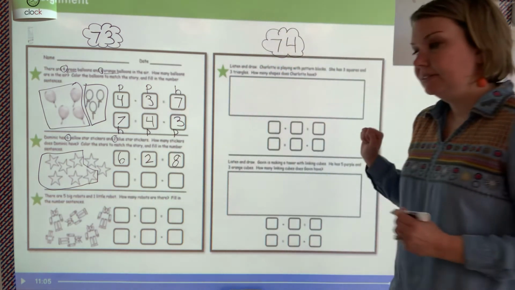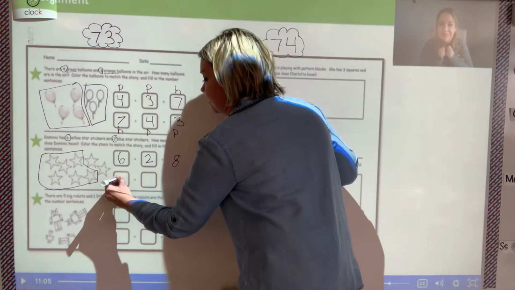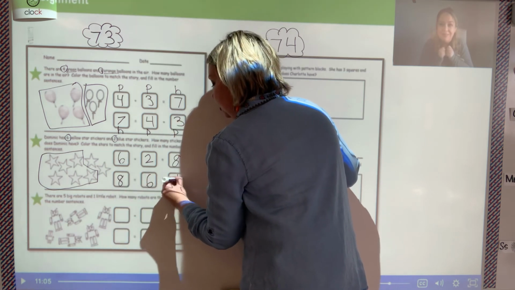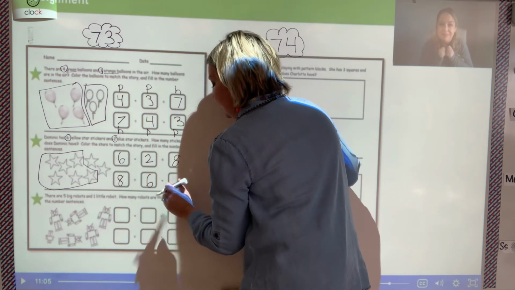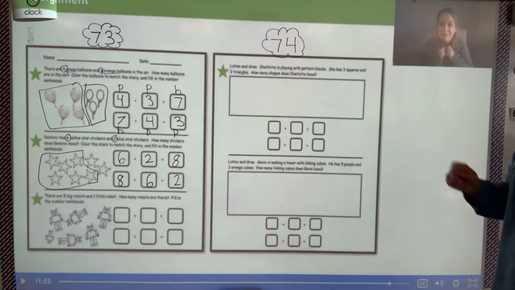Excellent. In my second one, we start with our whole, which is 8, and then we add our 6 and our 2. Great job. Do the next one by yourself. I'm going to read the story.